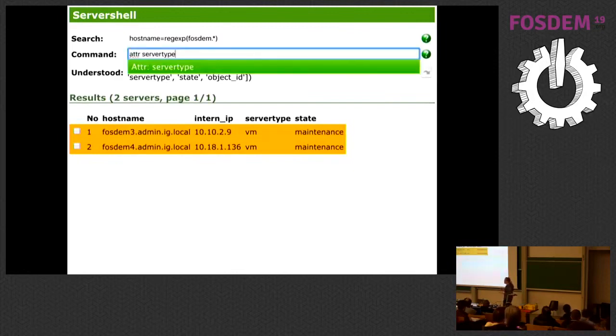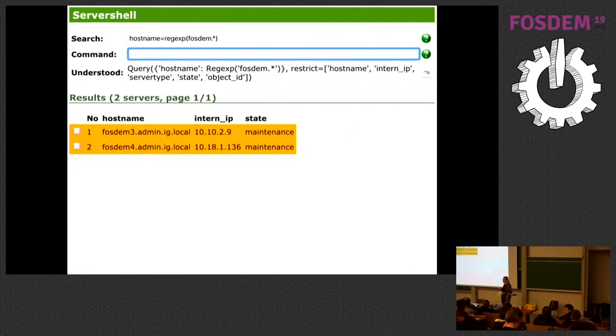The second thing you have is the command field. In this command field, you can literally type different commands. That's why it's called a shell. One of the commands, for example, is attr. You can say attr and attribute name, and this will toggle the visibility of the attribute I'm typing in. Server type is already visible, so when I hit return now, this attribute will go away.